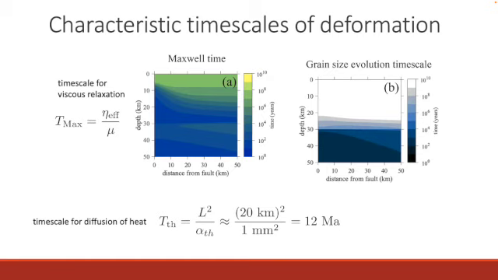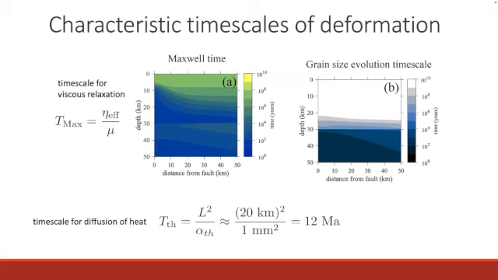It scales with the Maxwell time, the ratio of the effective viscosity to the shear modulus, which is the characteristic timescale for a viscoelastic material to respond to a change in the system. The Maxwell time ranges over hundreds to millions of years in the lower crust and upper mantle. Similarly, the timescale for the diffusion of heat, relevant for systems with shear heating, is on the order of 10 million years, and the timescale for grain size evolution, plotted on the right here, is in the upper mantle, comparable to or shorter than the length of a typical interseismic period for large earthquakes.